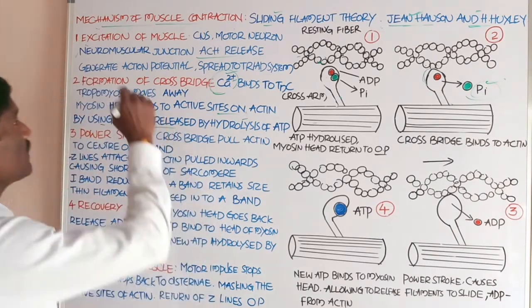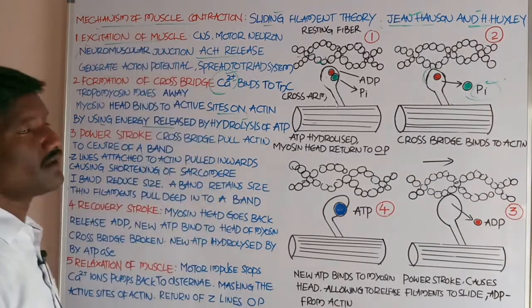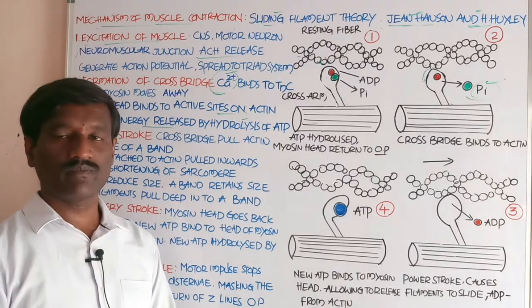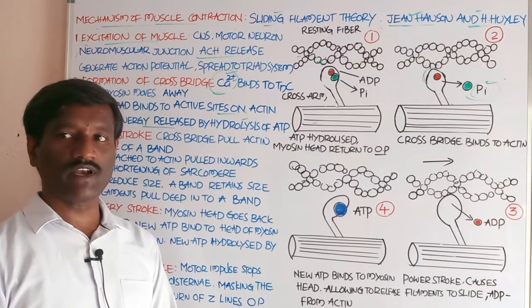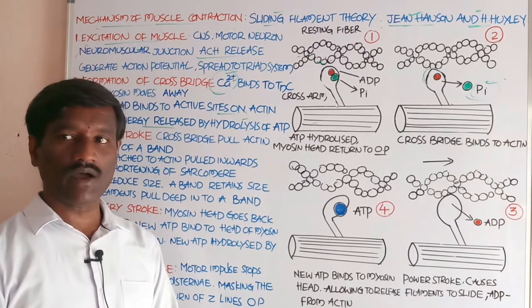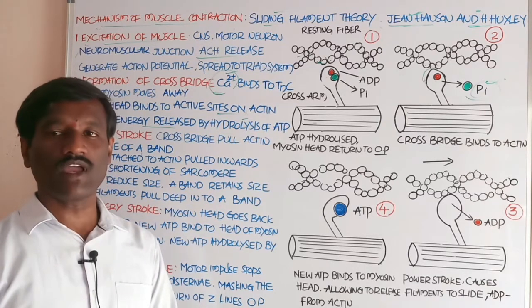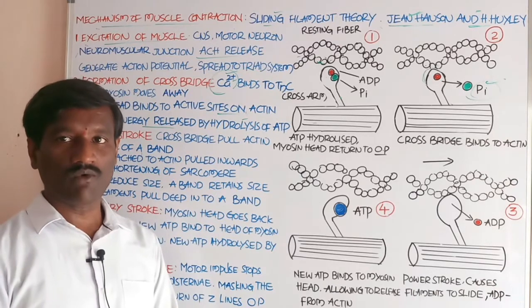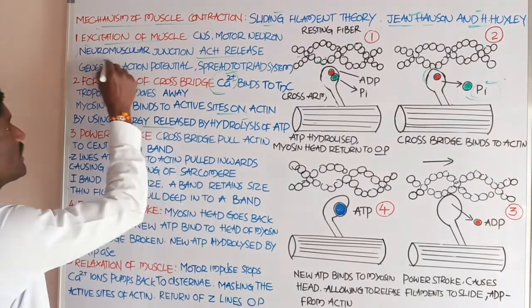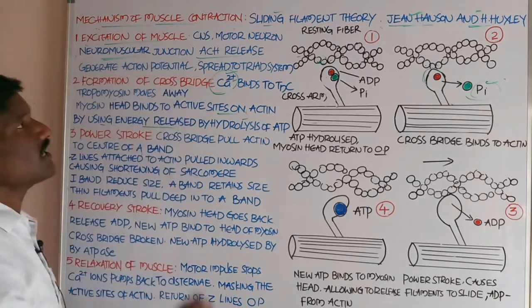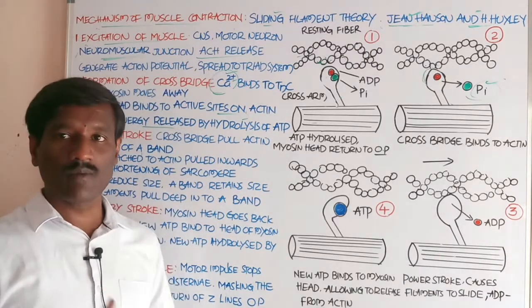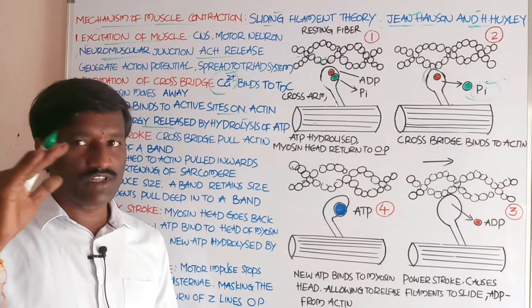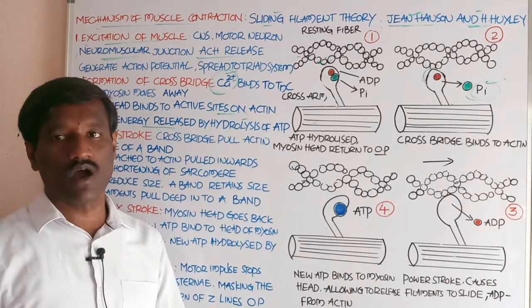First is the excitation of the muscle. What about the excitation of the muscle? The central nervous system sends a motor signal through the motor neuron to the neuromuscular junction. What is the neuromuscular junction? This is the junction between the sarcolemma of the muscle fiber and the motor neuron.